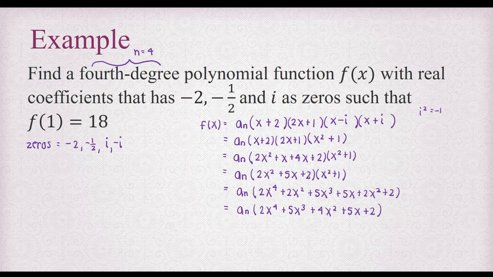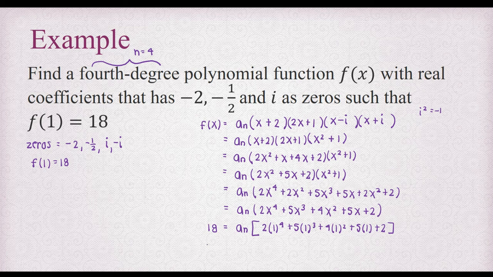All right. So once I've gotten to this point, now I want to use the information that f(1) equals 18. So if I wanted to equal 18, I don't know what a sub n is, but I know that I'm going to substitute 1 in for x. So we'll have 2 times 1 to the 4th, plus 5 times 1 cubed, plus 4 times 1 squared, plus 5 times 1 plus 2. All right, so essentially all of those are being multiplied by 1, so it's not going to change the numbers. So we got 2 plus 5 plus 4 plus 5 plus 2.